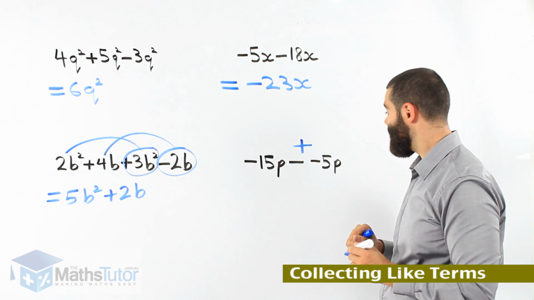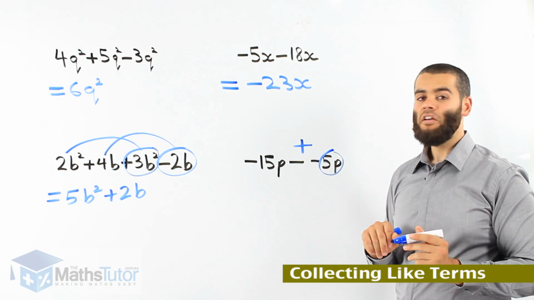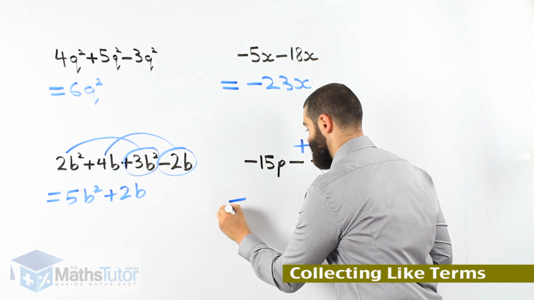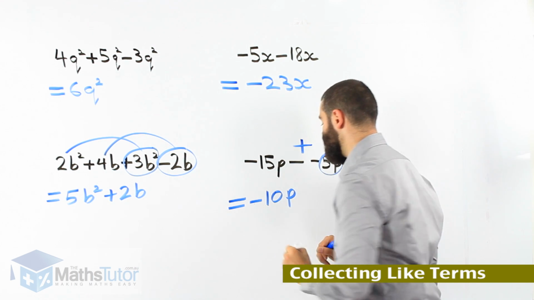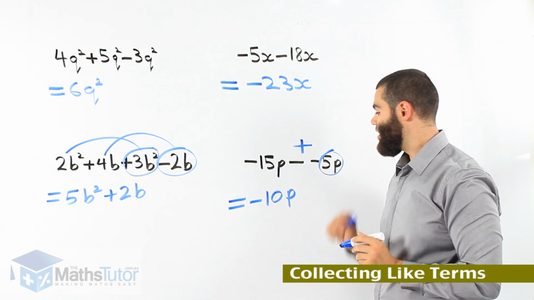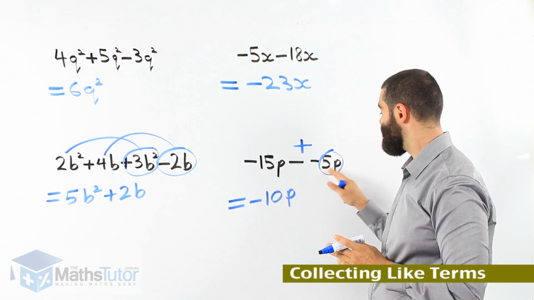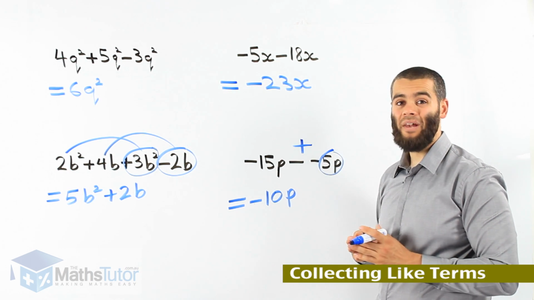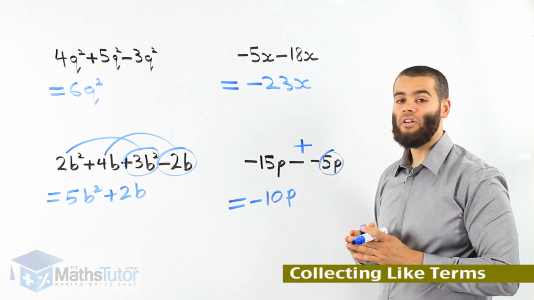Negative 15p plus the 5p. So negative 15 plus 5 is negative 10p. So our answer for that one is negative 10p. Minus 15p minus 5p: minus and minus next to each other, side by side, become a plus. Minus 15p plus 5p is negative 10p.